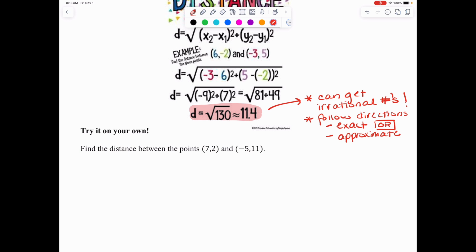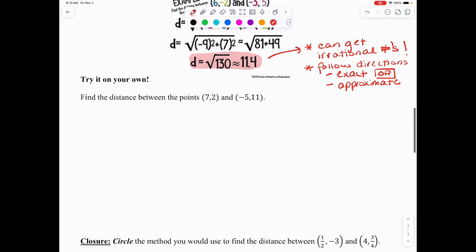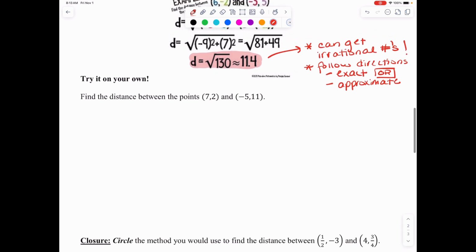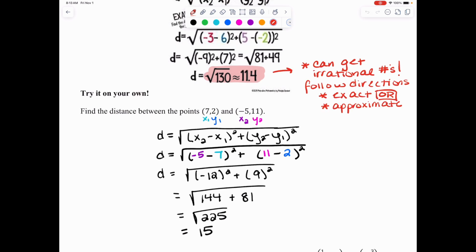So at this time, I'd like you to pause the video and do the try it on your own problem. I'd like you to find the distance between the points (7, 2) and (-5, 11), and then you can resume the video to go back over your answers with me. Now that you had an opportunity to try on your own, here's the answers.